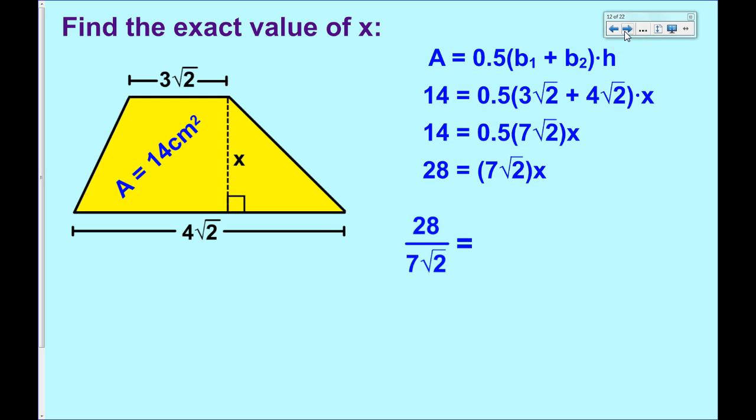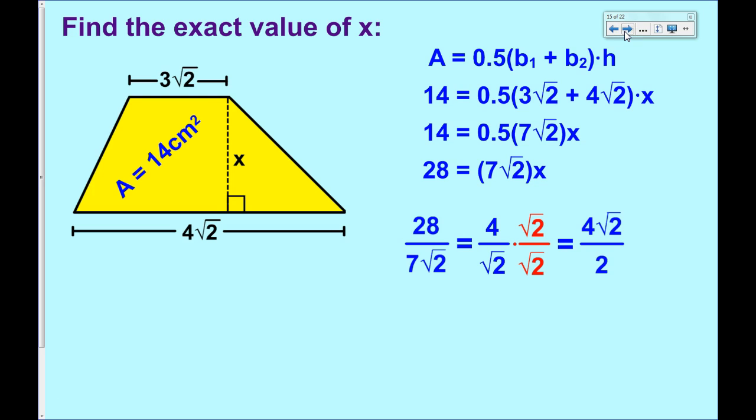You'll notice that 28 is divisible by 7. You get 4. But now we have a radical in the denominator of a fraction, which remember is not allowed, so we need to rationalize that fraction. So we're going to multiply by a fancy version of 1, square root of 2 over square root of 2, and simplify what we get.